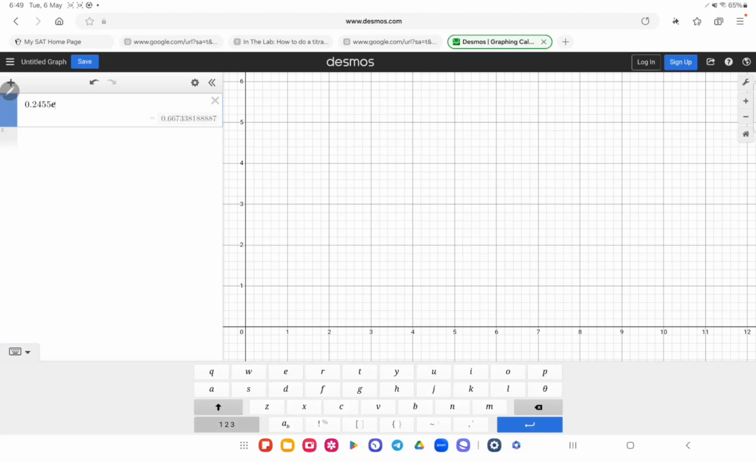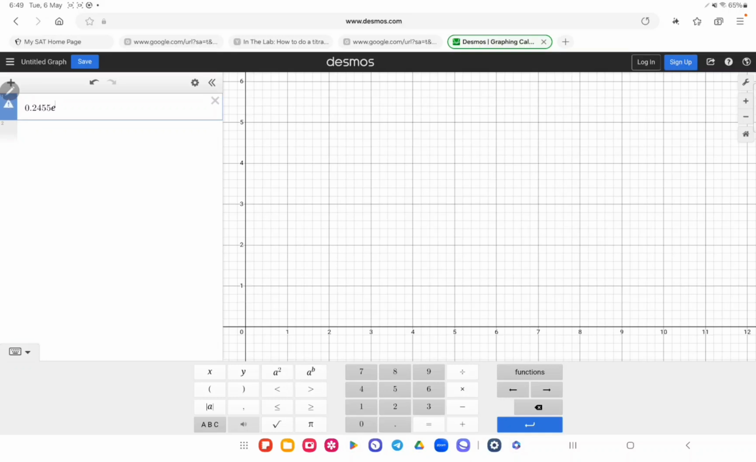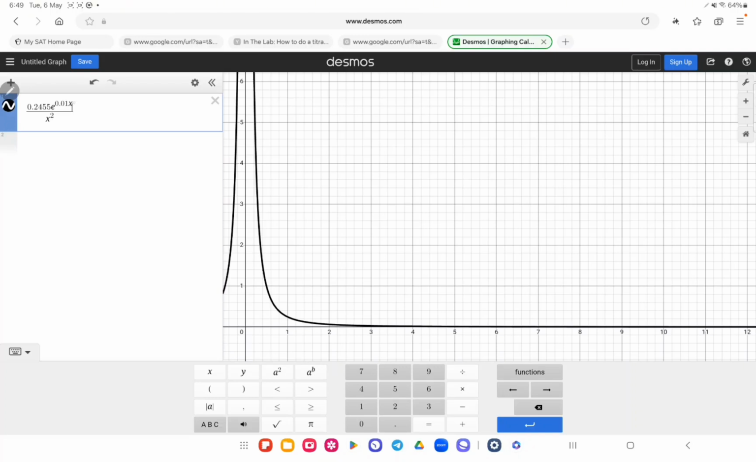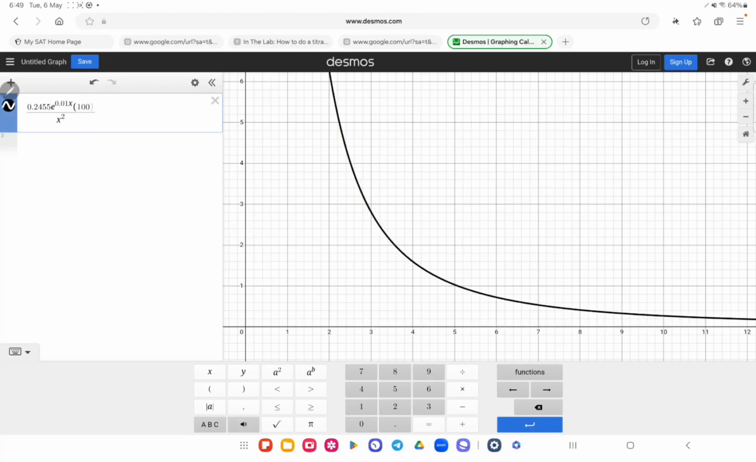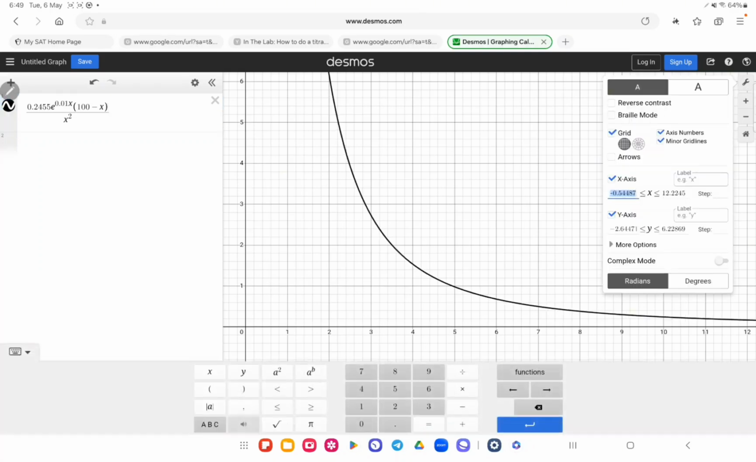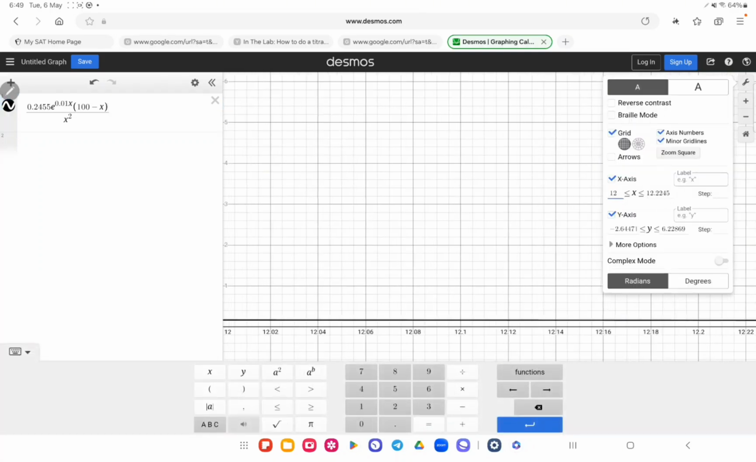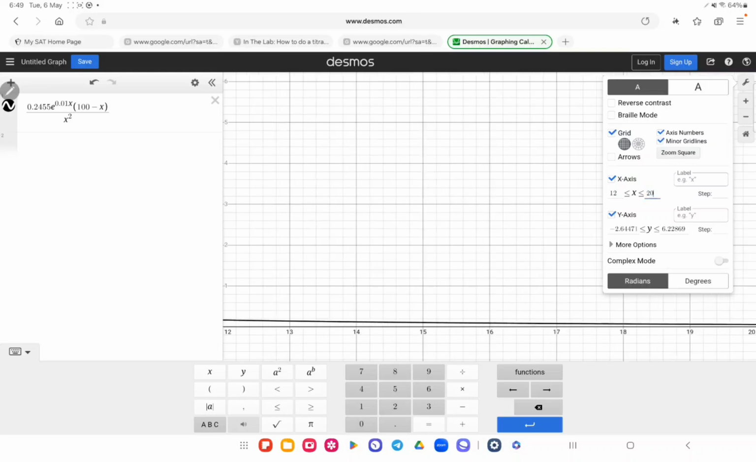0.2455 e to the power of 0.01x. And now divide and put x squared in the bottom and go back to the numerator and put a bracket 100 minus x. Now, like we said, make your window from 12 to 20. So go to the spanner here and make your x ranging from 12 to 20.